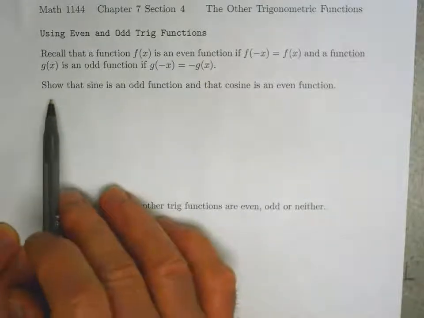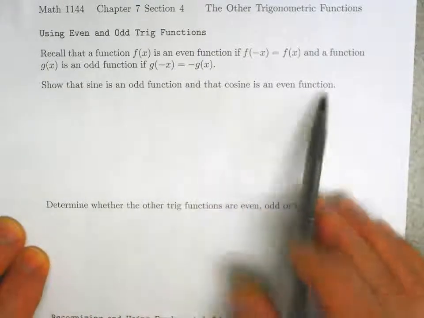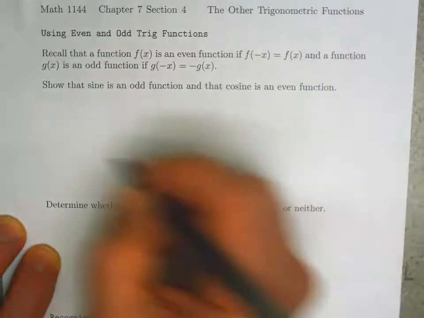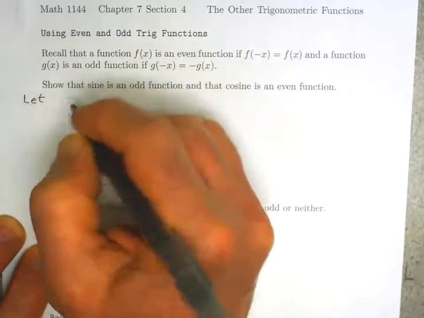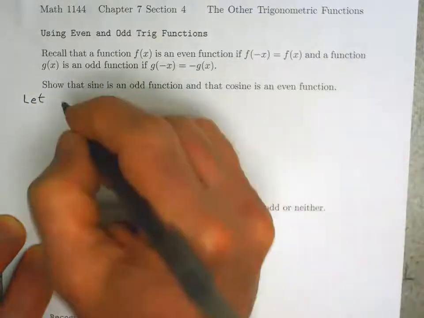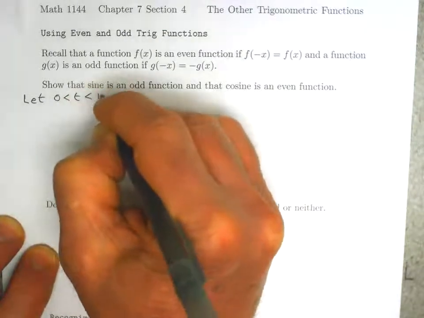So we'll show that sine is an odd function and cosine is an even function. So let's just let t be an angle that's between 0 and pi. I'll just say let 0 be less than t, which is less than pi.